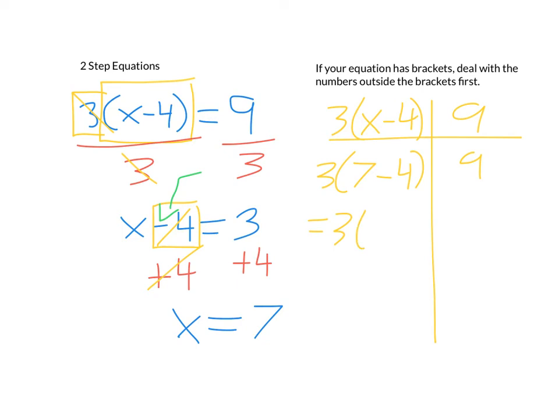7 take away 4 gives us an answer of 3, so we get 3 times 3. 3 multiplied by 3 gives us 9, so our left side equals our right side. And there we are.